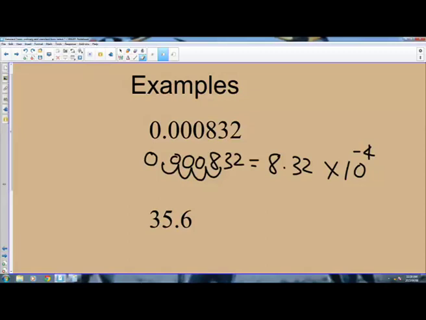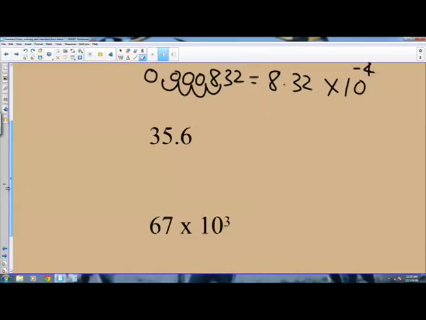Let us have a look at another example. We've got 35.6, and then we need to change this to standard form. This will be 3.56 times 10. The point is here. We move it to the left so that we achieve a situation where there's only one digit before the point. Then this will be 3.56 times 10.